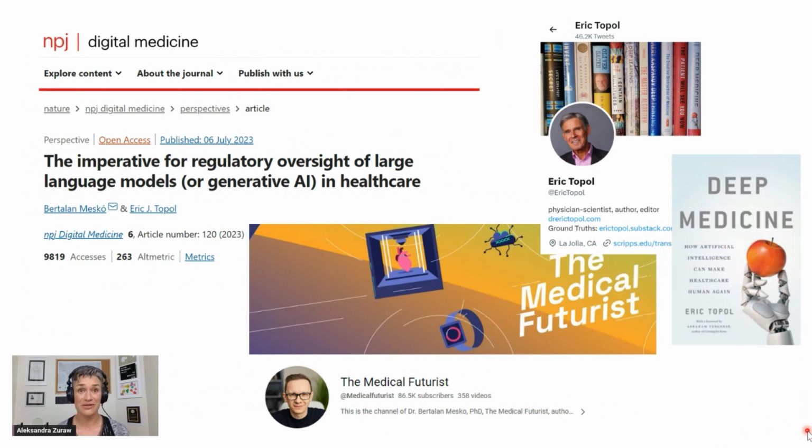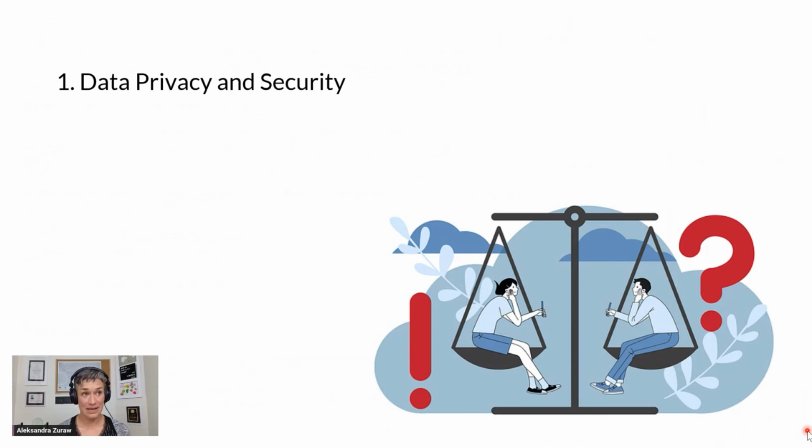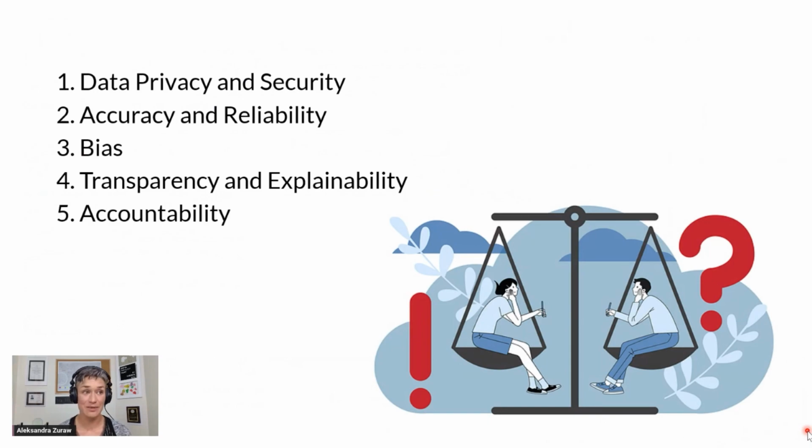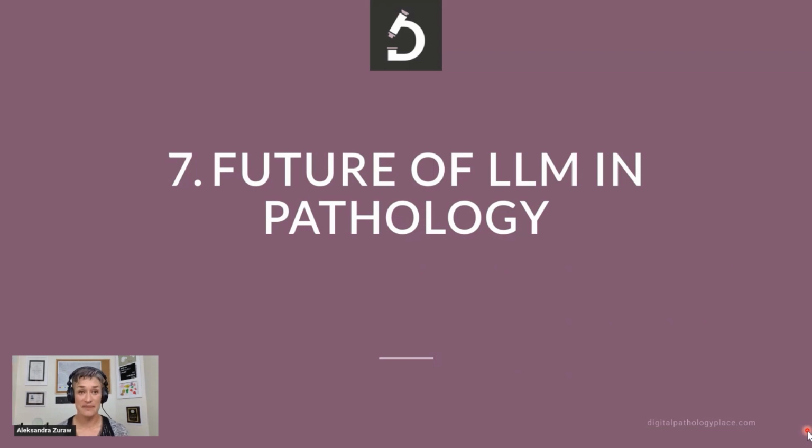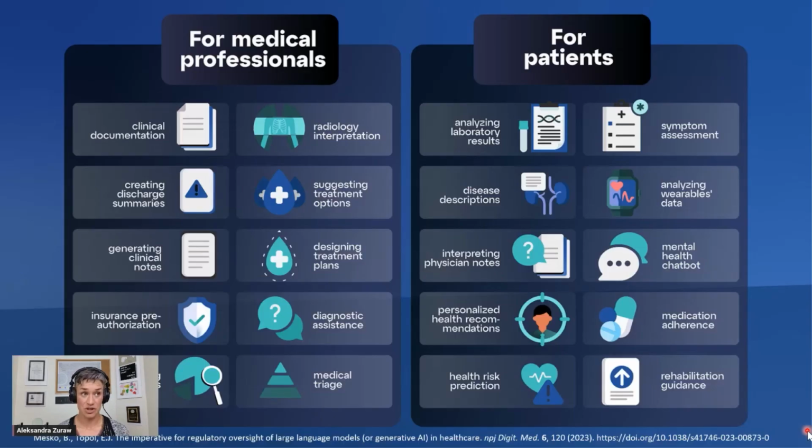How fast will the regulators be? It's always a funny situation, and anybody working in digital pathology knows how much back and forth it took to get the buy-in, even for digital reads, and now buy-in and clearance for image analysis algorithms. And it's not a blanket approval; it's case by case. So yes, there will need to be regulations. The concerns are data privacy and security, accuracy and reliability, bias, transparency and explainability, and accountability. These are the main concerns, because when we think about the future of large language models in pathology, where can it be used?